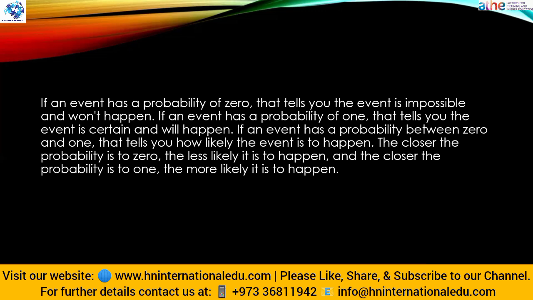So if the probability is clear between 0 and 1, there are more significant chances. And if it is between 0 and 1, like if it is continuous, then there are certain chances of its appearance or not appearance. The closer the probability is to 0, the less likely it is to happen. And the closer the probability is to 1, the more likely it is to happen.